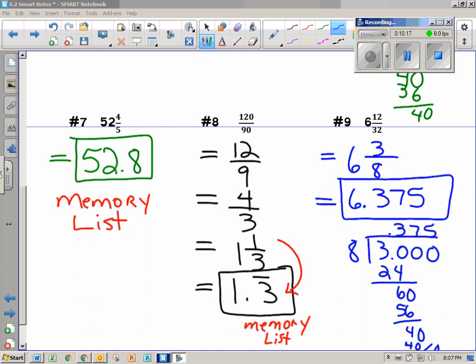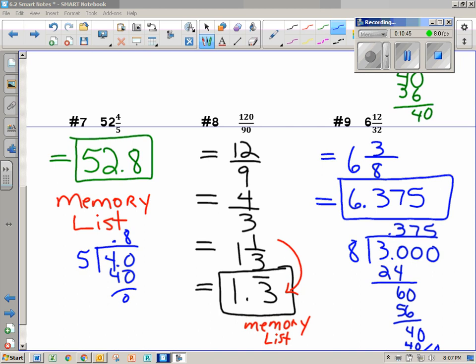Okay, well, I've worked these out. Fortunately, if you use the memory list, you can get these really quickly. Number 7 is 4 out of 5. If you got 4 out of 5 right on a test, you'd make an 80. That decimal version is 0.8. If you don't know it, you would divide 4 by 5. And it would only take one short little step to see it.